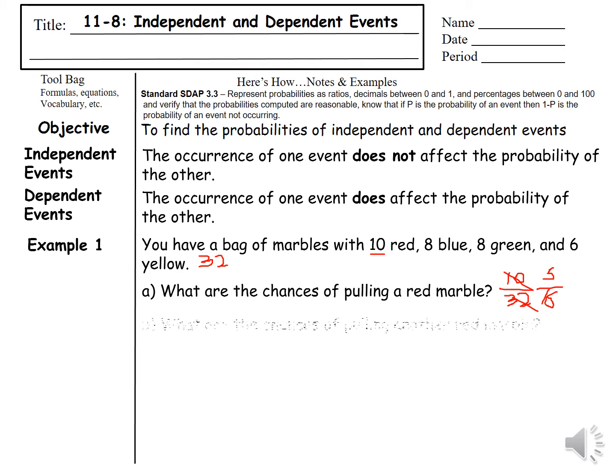So keep on going. Let's see part B. What is the chance of pulling another red marble? You already took out one, which is red.